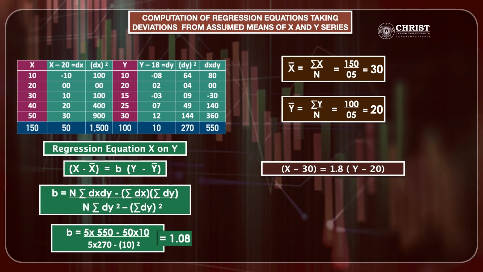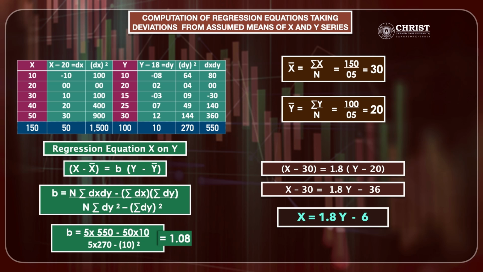So, please remember this. So, x minus 30 is equal to 1.8 into y minus 20. So, x minus 30 is equal to 1.8y minus 36. So, x is equal to 1.8y minus 6.